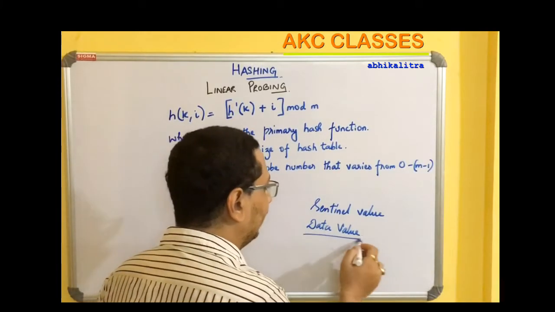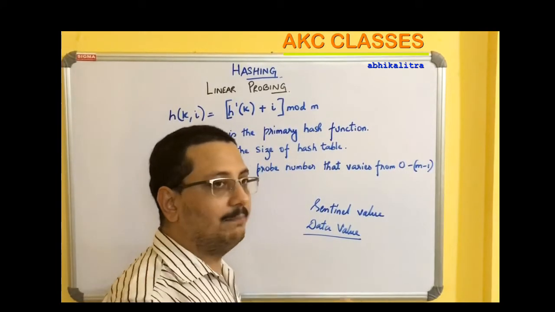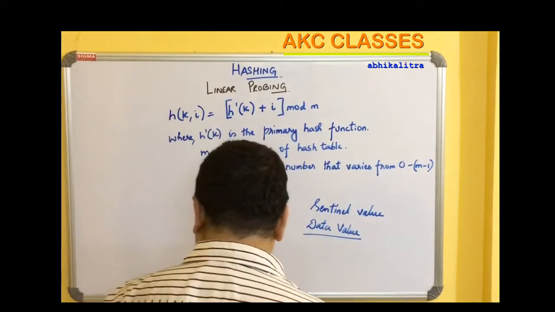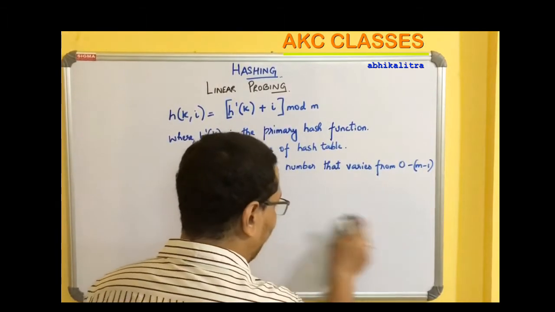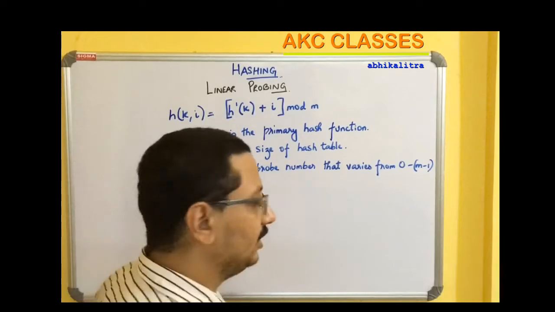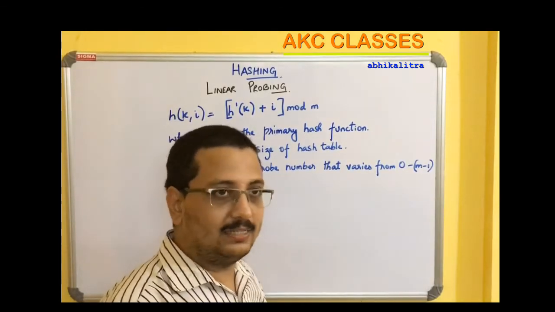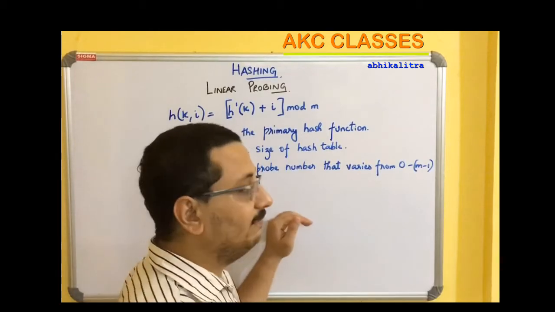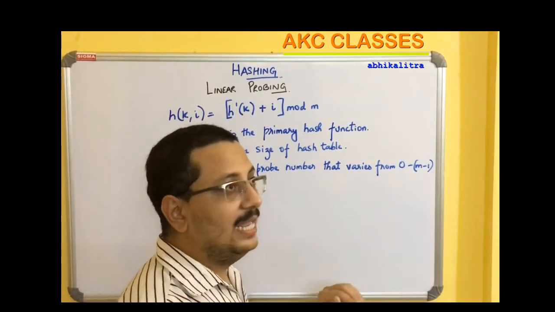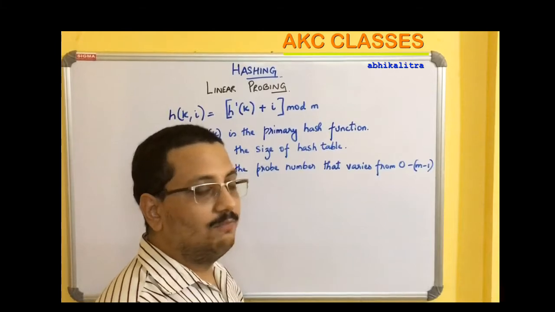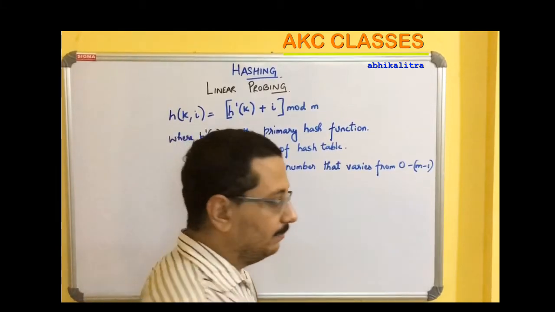And the data values are the ones which are already occupied in the hash table, right? So obviously, I will consider that each location of the hash table is initialized with null, right? Null. So the sentinel value in my case will be null, and the data values will be the ones which I want to insert into the hash table, right?